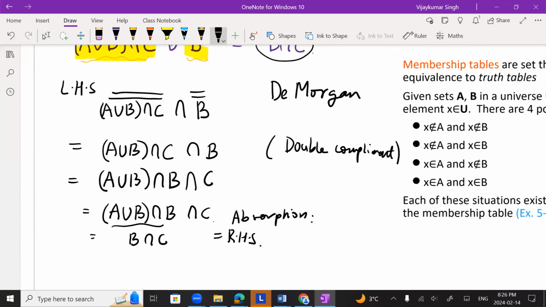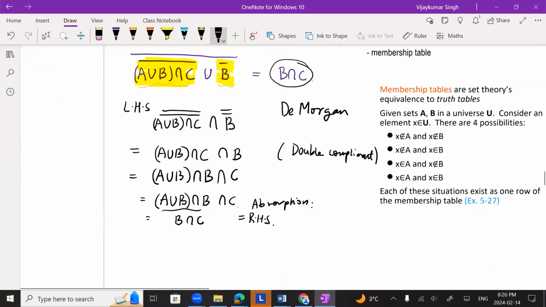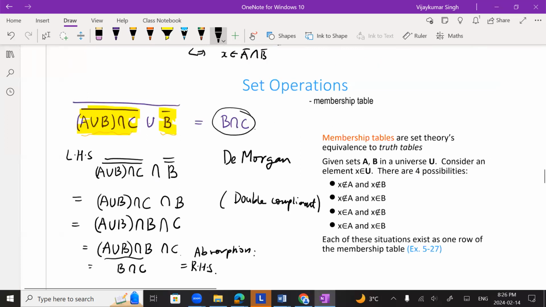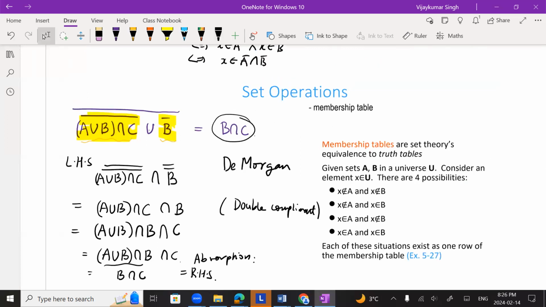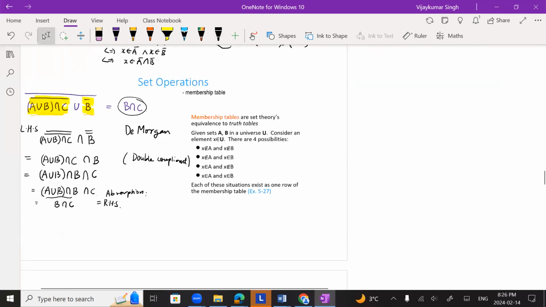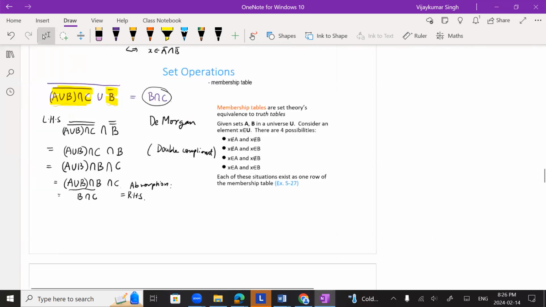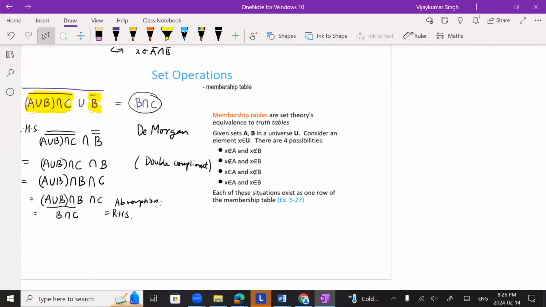Okay, makes sense? Yeah. Now, another way would be, which is going to be slightly interesting or rather painful, to be honest, is basically using a membership table. Okay, so let's do one problem based on membership table because it's a good idea to go about it. Okay, so let's see. So I have A, let me just write it down here. I have, what do I want to prove?